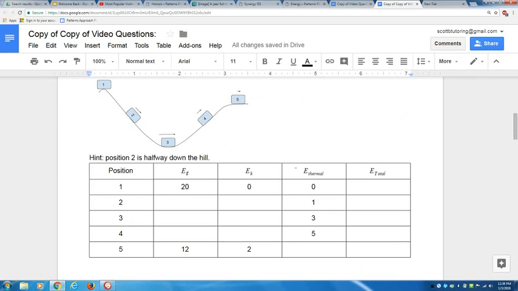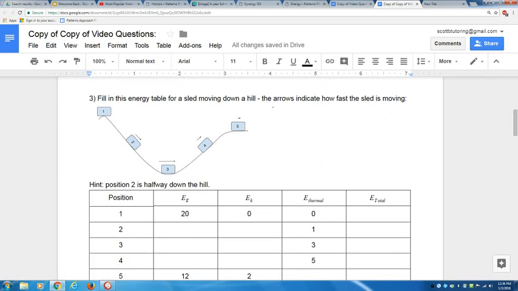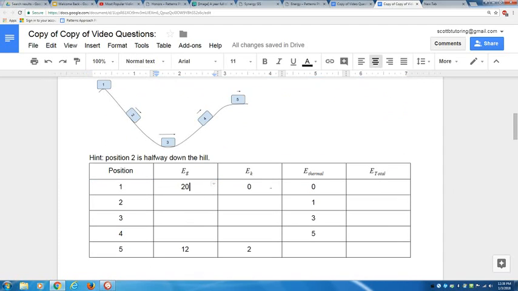All right, now we've got the sled here, and it's rolling down the hill. The arrows indicate how fast the sled is moving. The arrow size has to do with how fast it's going. So here at position 1, I've given you all this information, so we can just add these up. Total energy is the three energies added together. So 20 joules of total energy. And I did mess up here when I gave this to you. These should all have joule measurements in the top column.